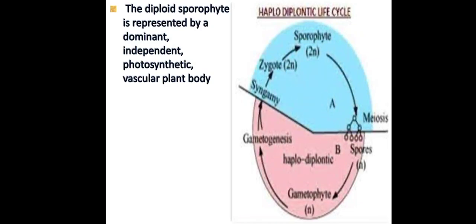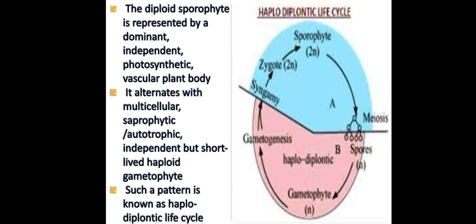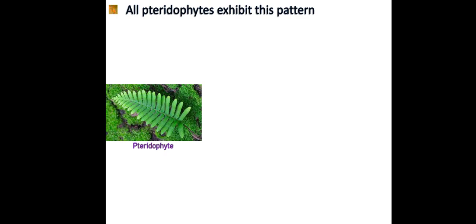The diploid sporophyte is represented by a dominant, independent, photosynthetic vascular plant body. It alternates with multicellular, saprophytic, meaning which ingest dead and decaying material, and autotrophic, meaning which can perform photosynthesis and make their own food, independent but short-lived haploid gametophyte. Such a pattern is known as the haplodiplontic life cycle, the intermediate condition of haplontic and diplontic life cycles. All pteridophytes exhibit this pattern.